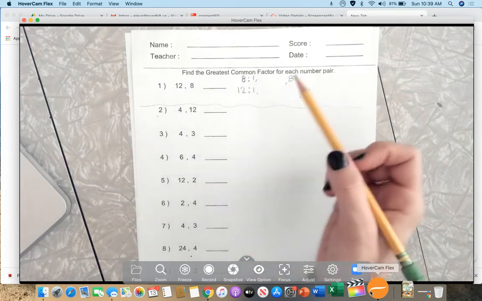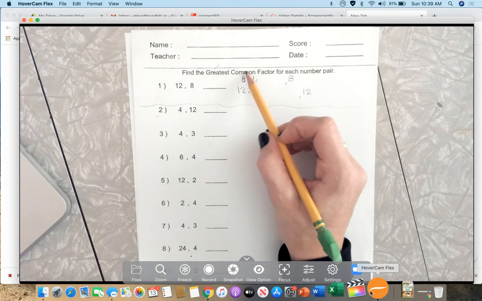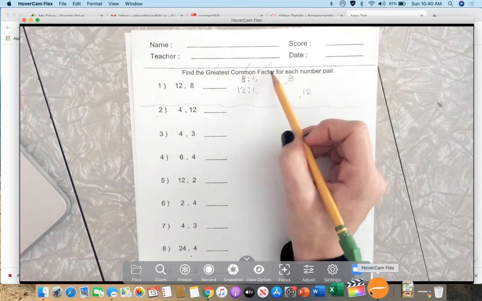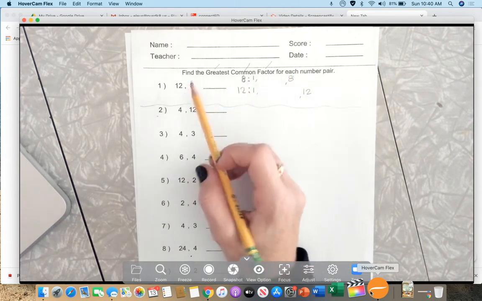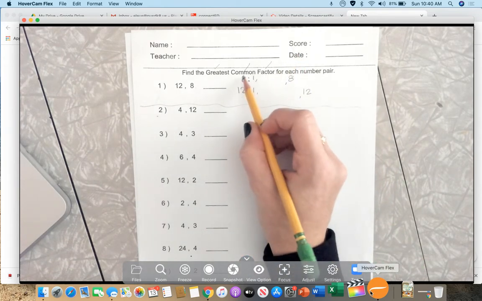So what we're doing is we're finding the greatest. That means the biggest, common, they both have it, and then factor. Those are numbers that multiply and give me 8 or 12. So I'm finding the greatest common factor of 12 and 8 for number one. So I'm going to write both of the numbers.